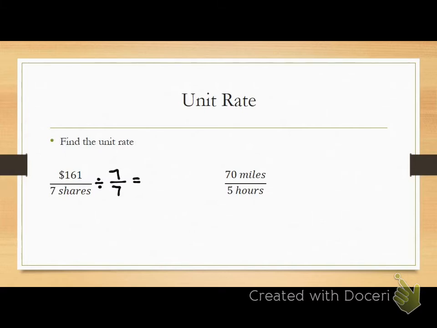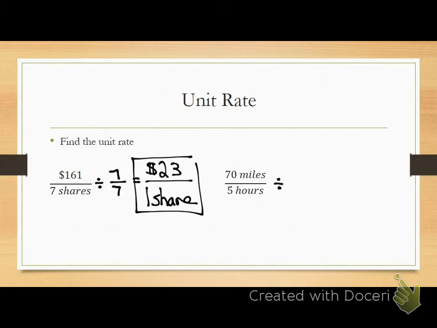And what is 161 divided by 7? $23 per share. And that's what I'm trying to figure out. How much per 1? So what would you divide the second ratio by? By 5. Because I want to know how many miles in 1 hour, so I need to divide top and bottom by 5. And 70 divided by 5 is 14 miles per hour.